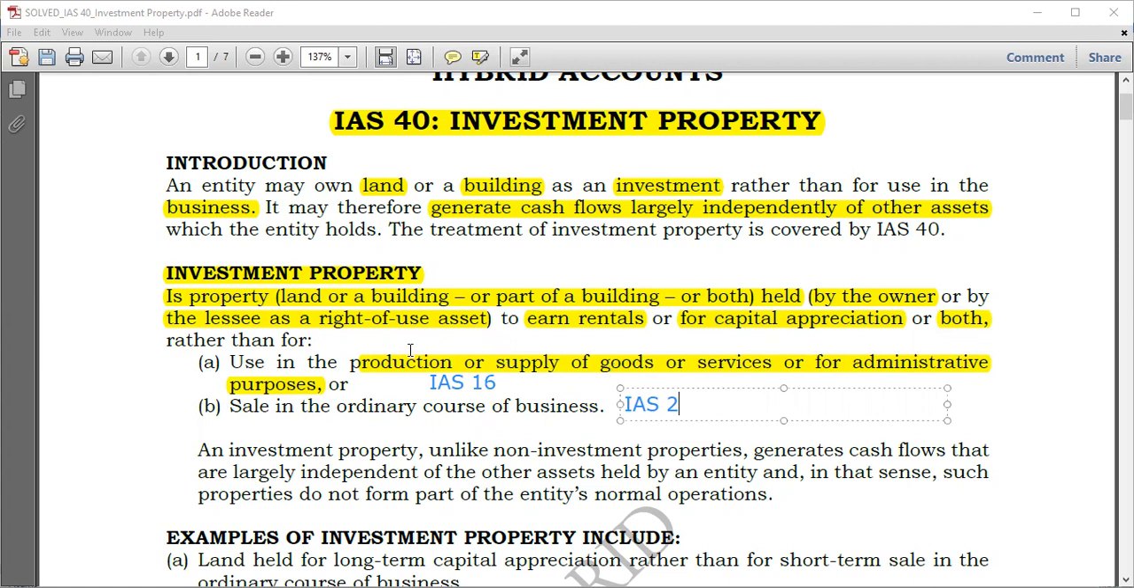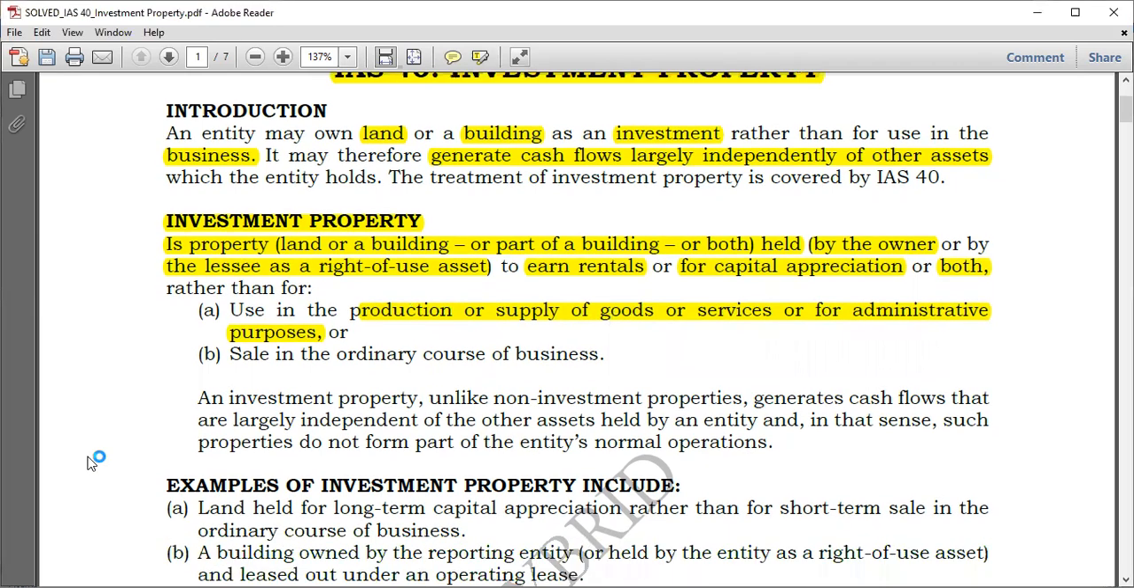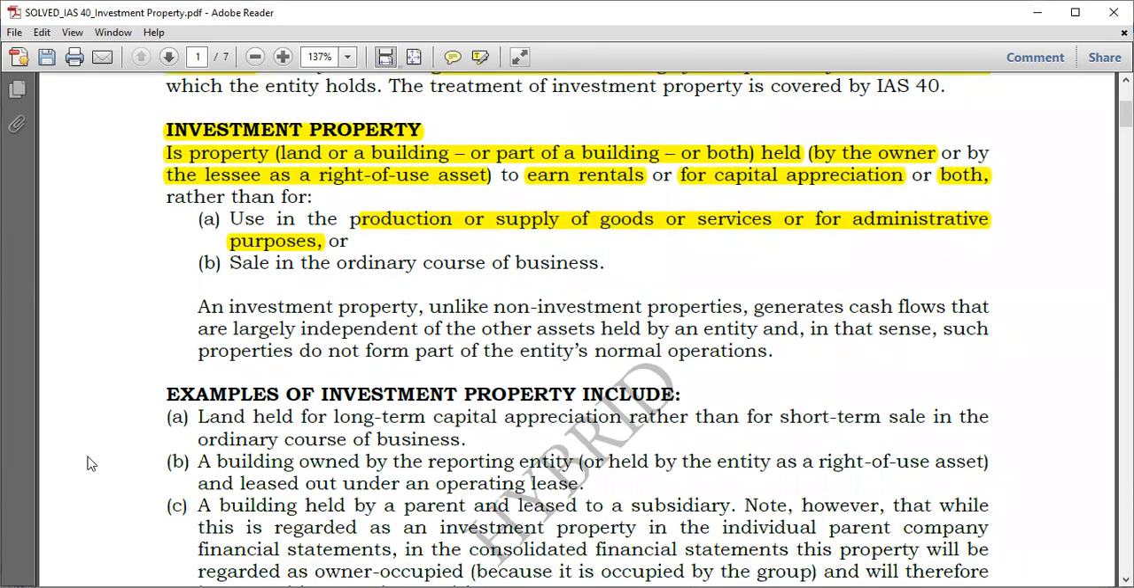But also, if it is used for production, supply of goods or services, or for administrative purposes, that one should be accounted for under IAS 16 PPE. I hope you got the true meaning of investment property. You know now what I mean by investment property. All right, the standard is very short. It's all about land and buildings.